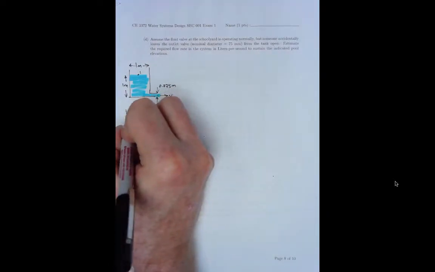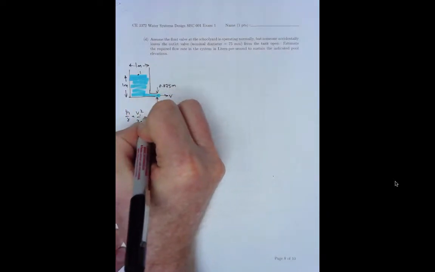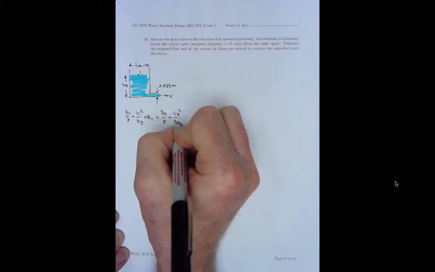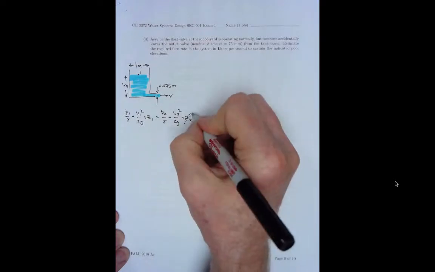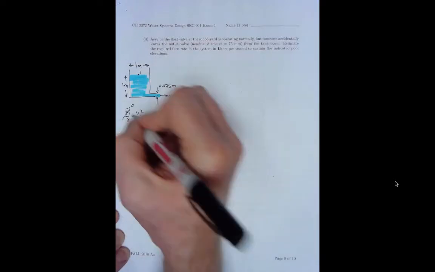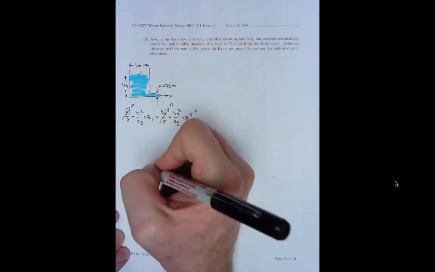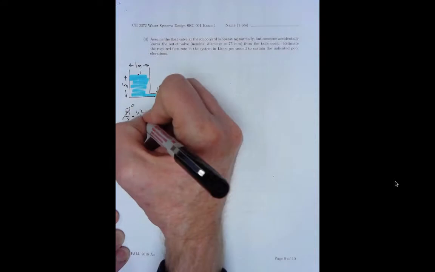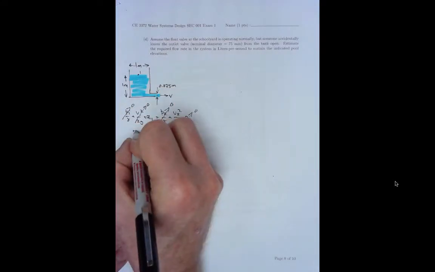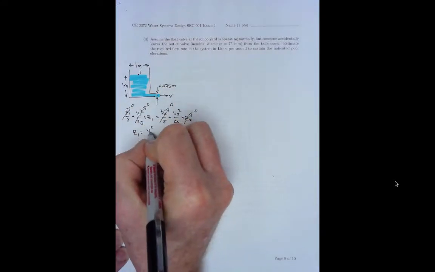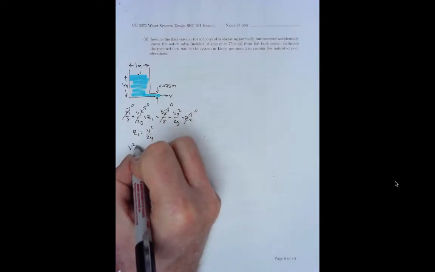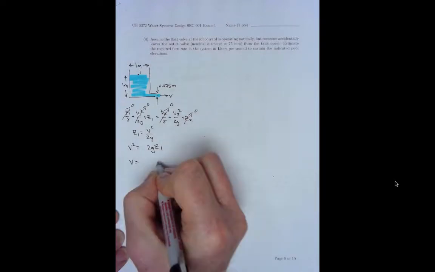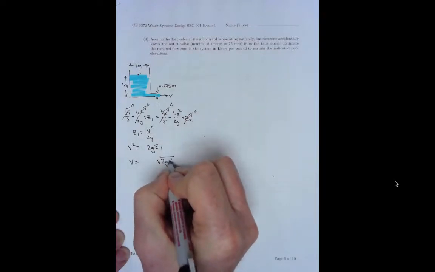So P1 over gamma plus V1 squared over 2G plus Z1 equals P2 over gamma plus V2 squared over 2G plus Z2. We'll declare Z2 the datum. Zero pressure at the top. There's zero pressure in the jet. Because this is maintaining a water surface, that's essentially zero. So we have Z1 equals V2 squared over 2G. V squared equals 2G Z1. V equals square root of 2G Z1.